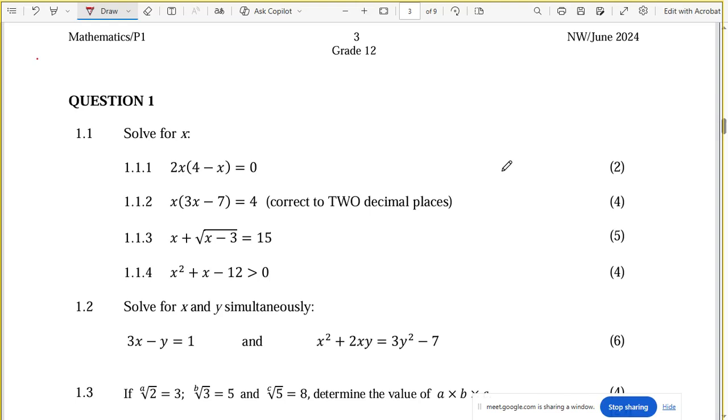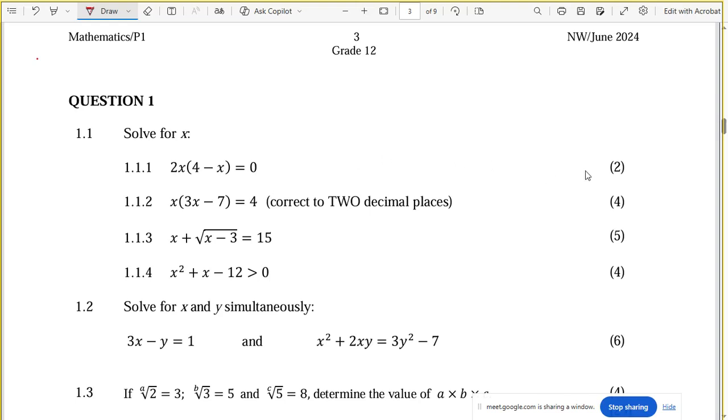I can't see your names, guys, because I'm on the screen sharing side. What's your name? Oh, Mpo. Mpo, thank you very much. You mentioned something very important. The first one, you said it's equated to 0 and it's already factorized. And you mentioned something very, very important, the mark allocation.